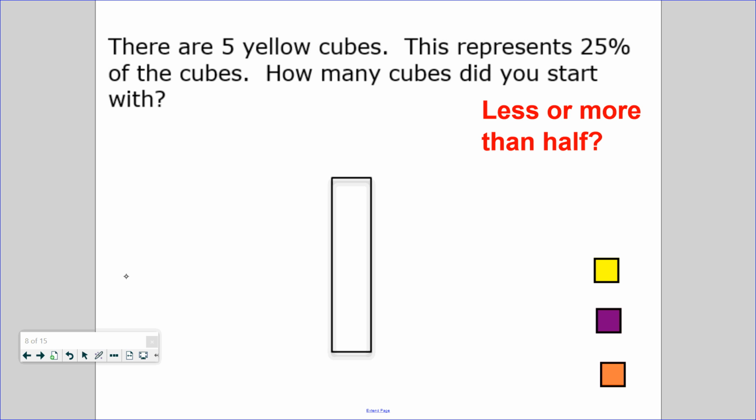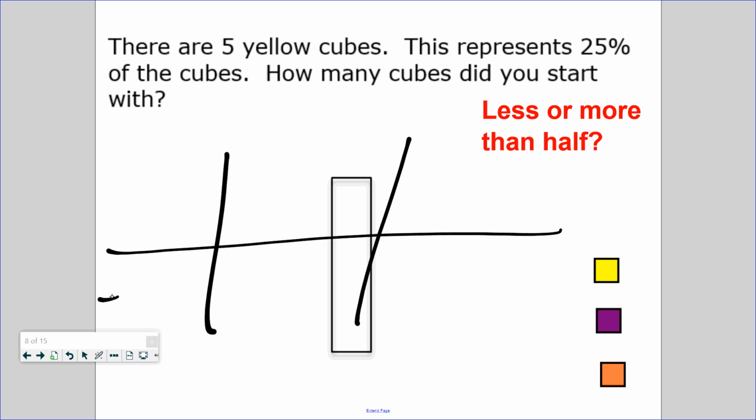There are 5 yellow cubes. This represents 25% of the cubes. How many cubes did you start with? So I'm going to make a table. This represents total. Did they tell us the total number of cubes to start? Nope, we have to figure that out. So how would you write 25% as a fraction? 25 out of 100. So we don't know this.